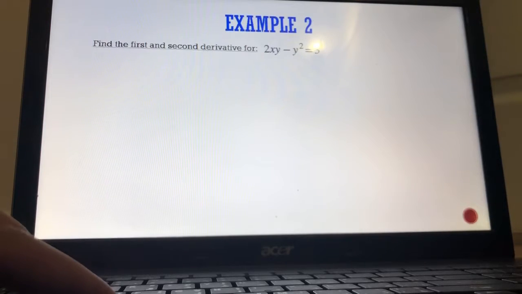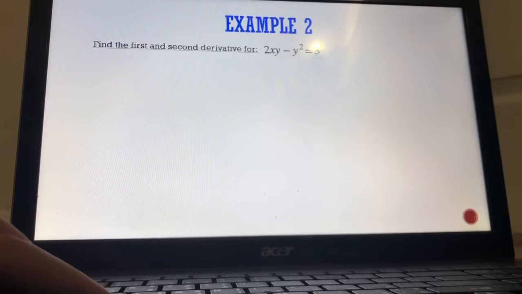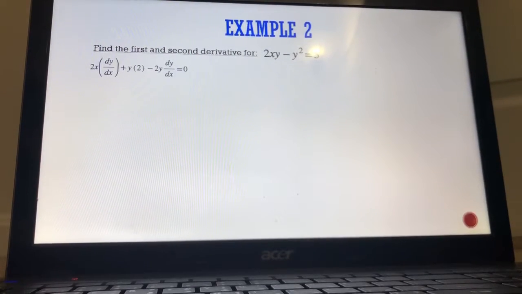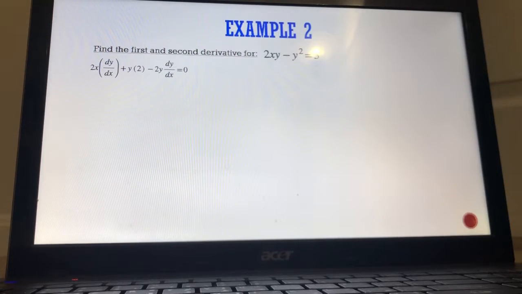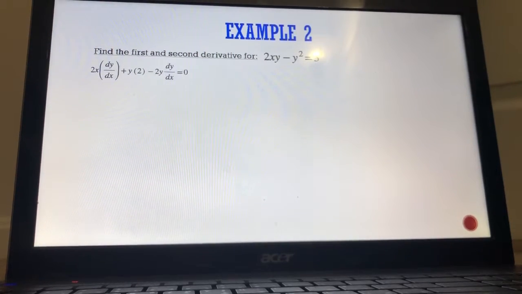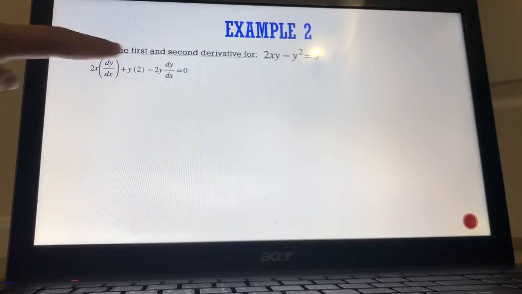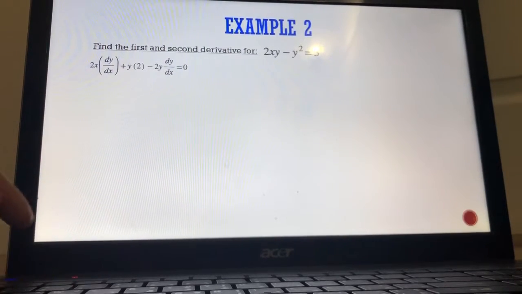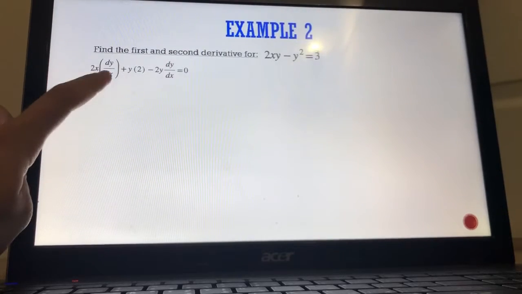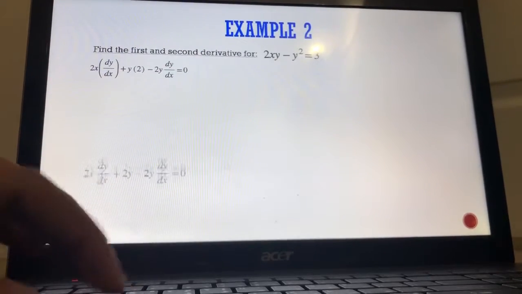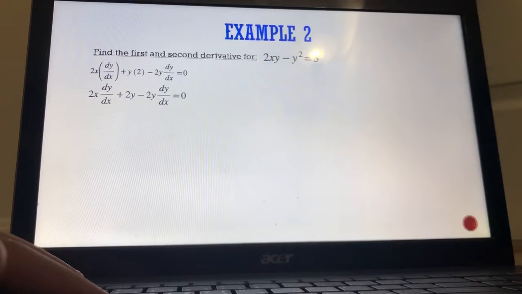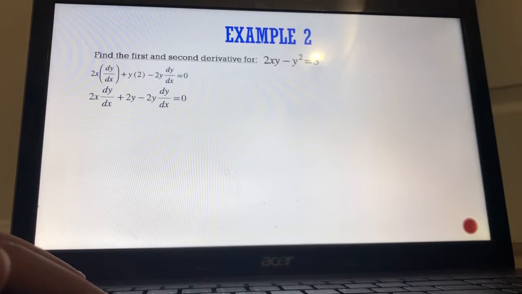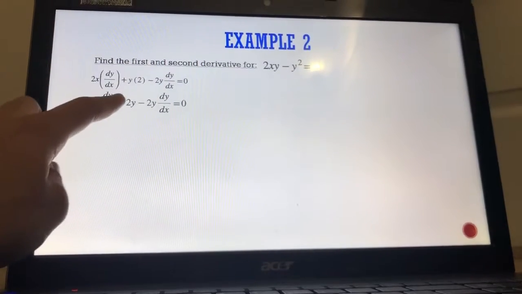Now find the first and second derivative for 2xy minus y squared equals 3. 2x dy/dx, because we're doing product rule again, plus y times 2, because y and then the derivative of 2x, which is 2, minus 2y dy/dx, because it's another variable, and I'll also include right here because y is the second variable, so we had to do dy/dx, equal to 0. 2x dy/dx plus 2y minus 2y dy/dx will be a simpler version of writing it, because we can move 2 to the front.